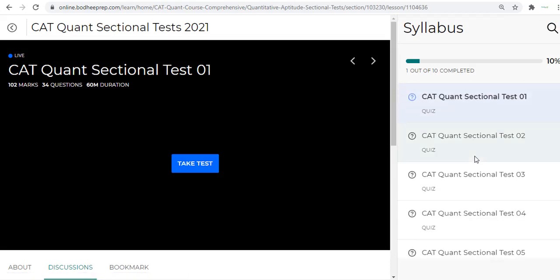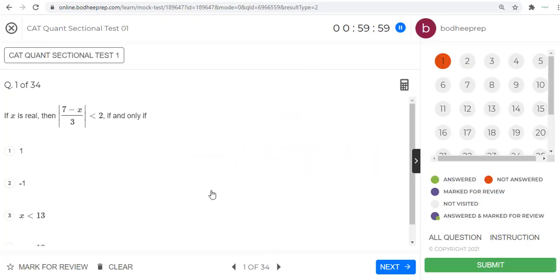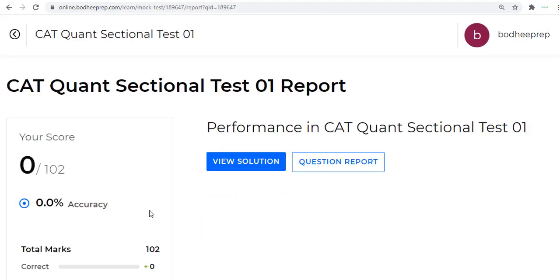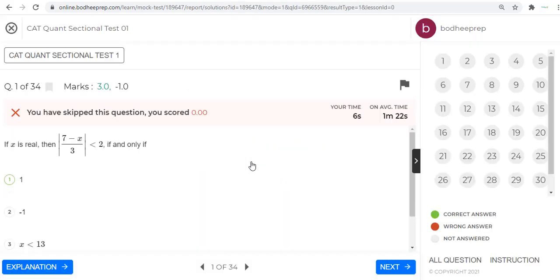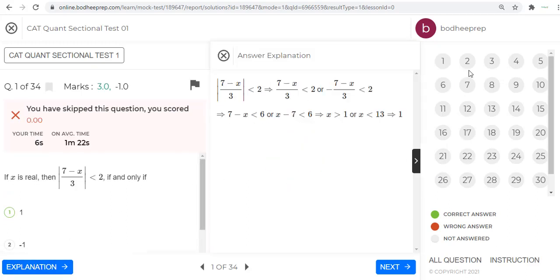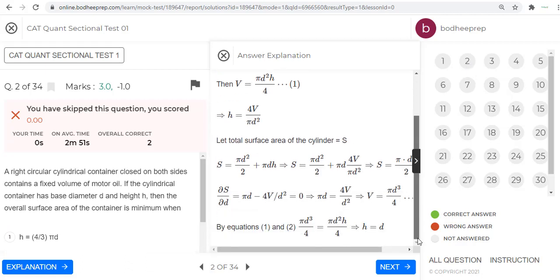And suppose if you take the first sectional test, take a test, start the test, and then you have the questions here. So once you are done with the test, you can submit it here, and then once you have submitted here, you can go and view the solutions. So here we have the solutions given, explanations are given, and that is how you go to each and every question, right? So this is how it all looks, a perfect way, right?